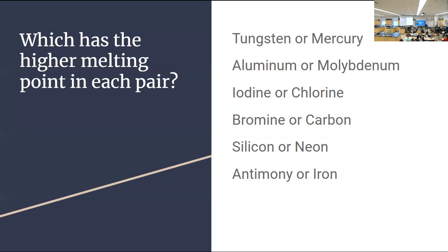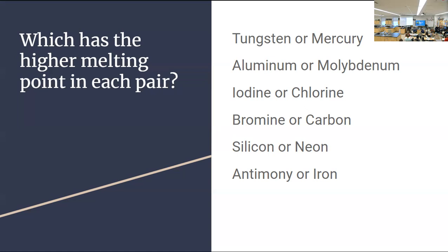Okay, what about silicon versus neon? All right, point to which wall it's on. Okay, so what state of matter is silicon in? Solid. Okay, what about neon? It's a gas. Okay, so Zarek, which one is going to have a higher melting point? Silicon. Why? Solid at room temperature, neon's a gas already. Nice. All right, and then last one, antimony versus iron.